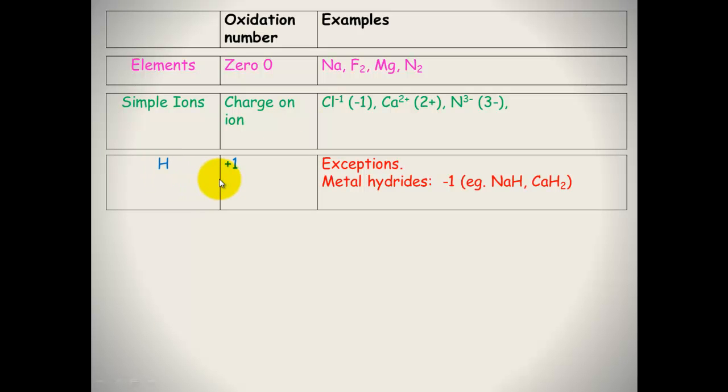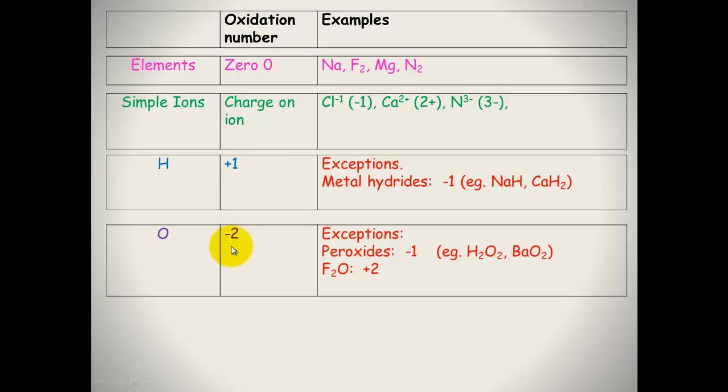Hydrogen always has an oxidation number of +1, with the exception when it's in a metal hydride. Whenever you see it hooked up with a metal, it's got an oxidation number of -1, but otherwise it's always +1. Oxygen always has -2, which is an easy way to remember because the oxide ion has a -2 charge. Exceptions though are peroxides. If you see any peroxides, oxygen will have an oxidation number of -1, but they're rare.